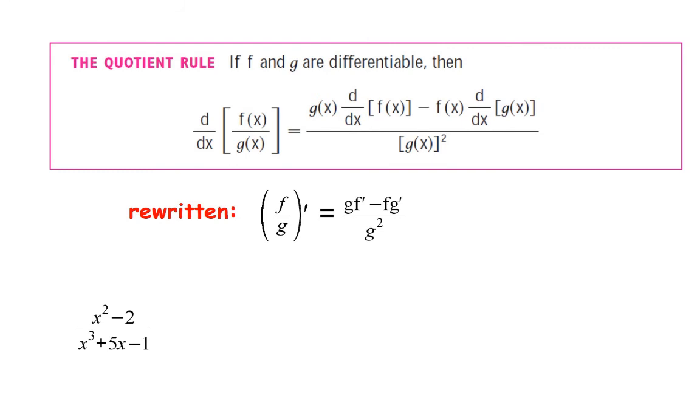The next one's the quotient rule. So what it says, if both of the functions are differentiable, then we have f over g of x. Now, it's very important which one's where. Okay, we take the denominator function times the derivative of the numerator minus the numerator function times the derivative of the denominator, and then we square the denominator function. So let's try this.